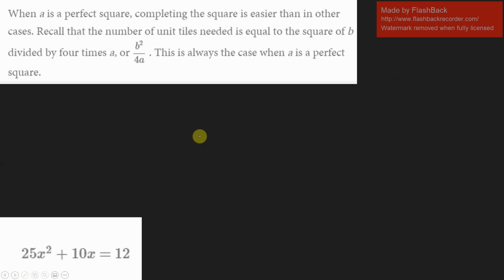Okay, this slide is another example of shortcuts that you can take. And it's basically saying that if the A is a perfect square, and we haven't talked about the A yet, like we've been focusing on the B. This slide is saying that if the A is a perfect square, then it's very easy to find the number that you add to both sides, because all you have to do is b squared divided by 4a, and that will tell you what number to add to both sides.